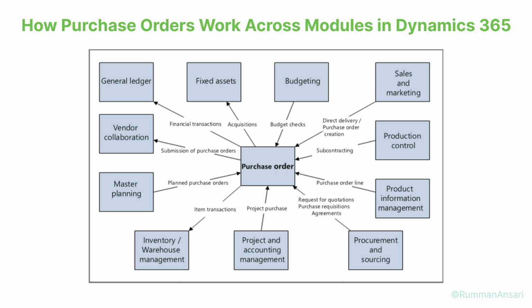Let me give one example. A department requests 10 laptops. So here the procurement sends out the RFQs, evaluates the quotes, and then creates a purchase order to the selected vendor. I hope now the procurement and sourcing module is a bit clear, how it is connected to the purchase order. Now let's go to the next module, that is project and accounting management.